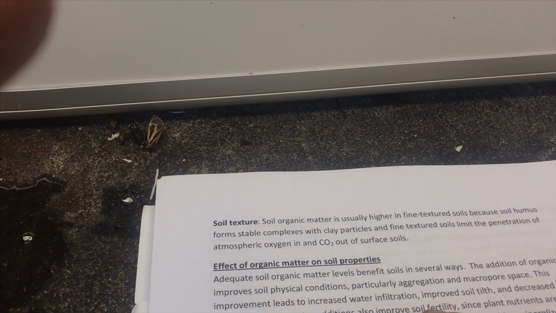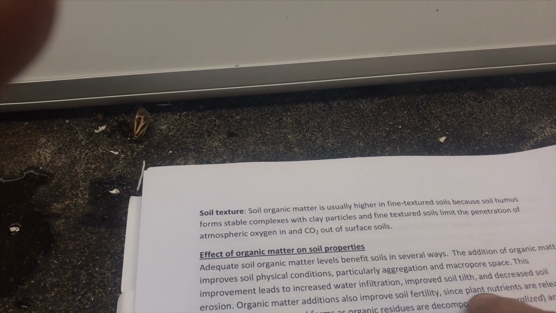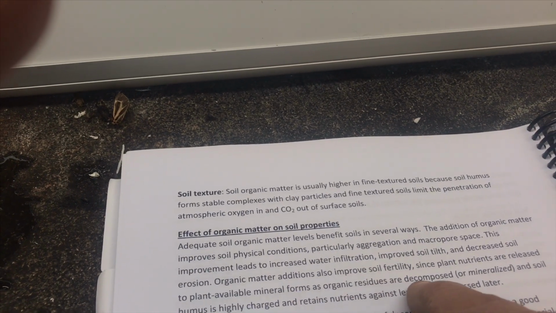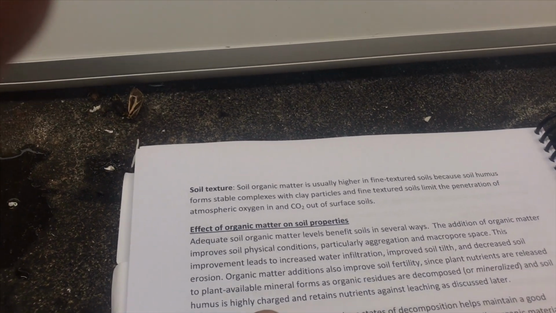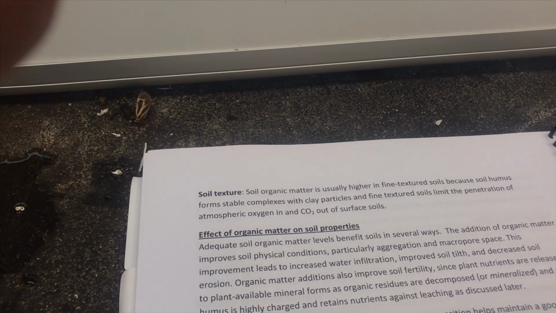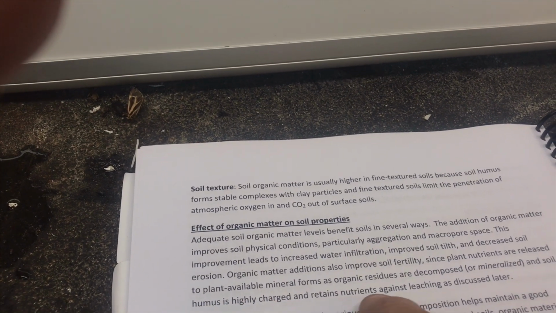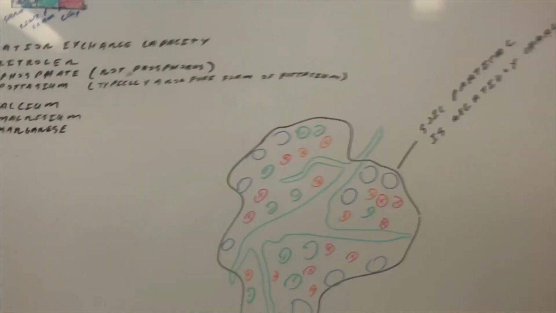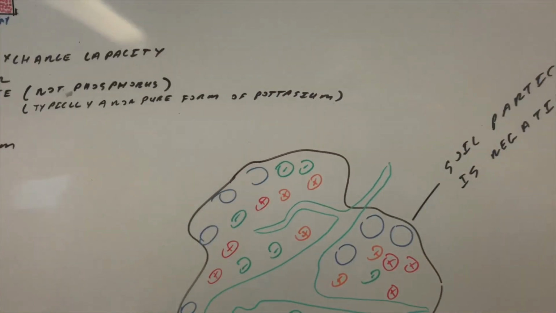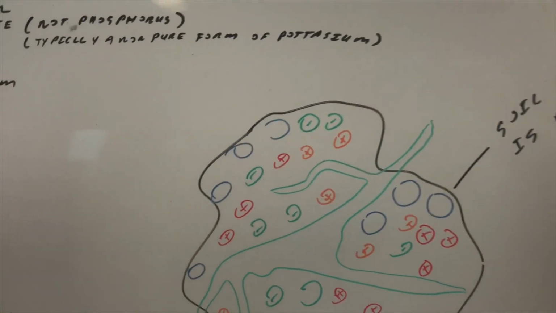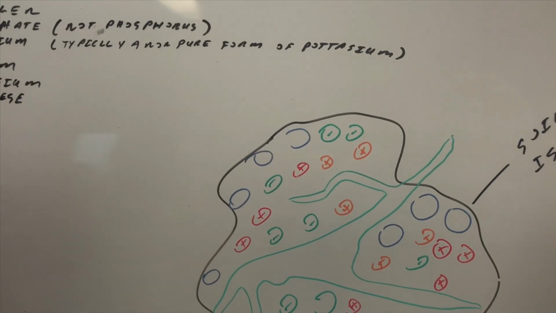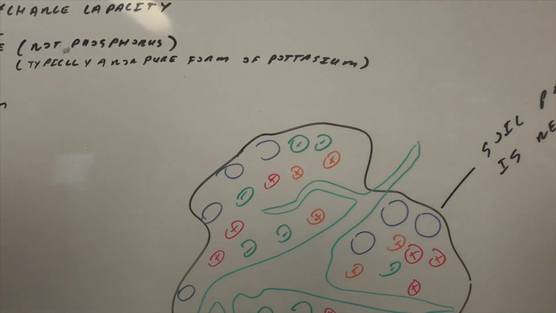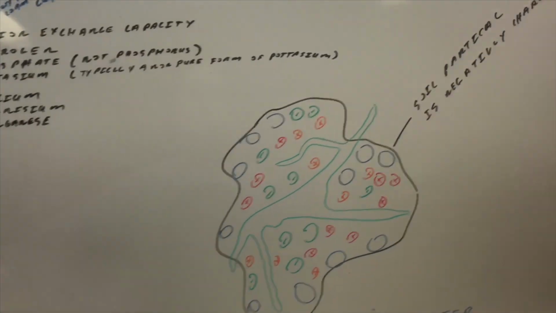Organic matter also improves the soil fertility, such as plant nutrients being released to plant available mineral forms as organic residues are decomposed or mineralized. And soil humus is highly charged and retains nutrients against leaching, as discussed later. Okay, so that goes back to what I was telling you about the whole negative charge thing. And it's in here. I got to find it. I will probably have to splice this video for you to see it. But that's what organic matter is doing.